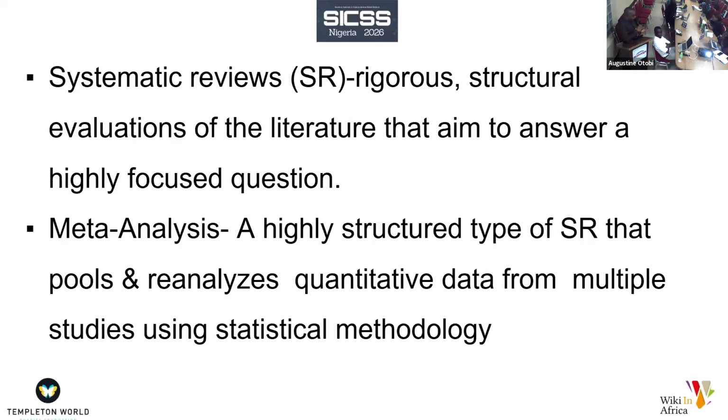You have systematic reviews. Systematic reviews are rigorous structured evaluations of the literature that aim to answer a highly focused question. You have meta-analysis. These are highly structured types of systematic reviews that reanalyze quantitative data from multiple studies using statistical methodology. Next slide.